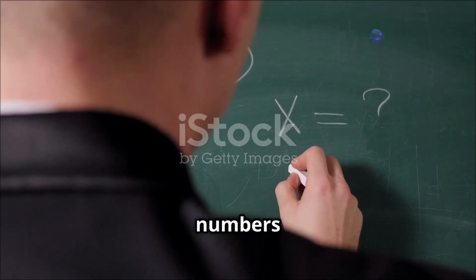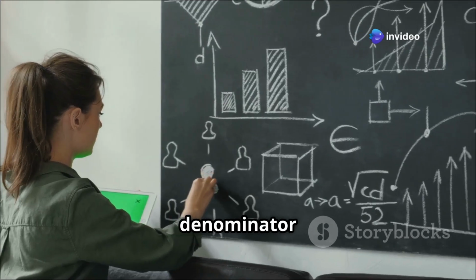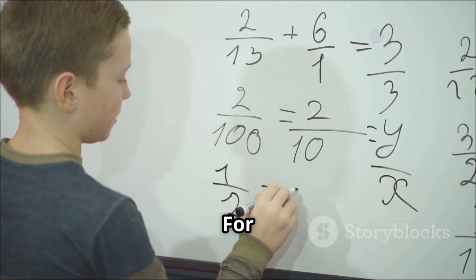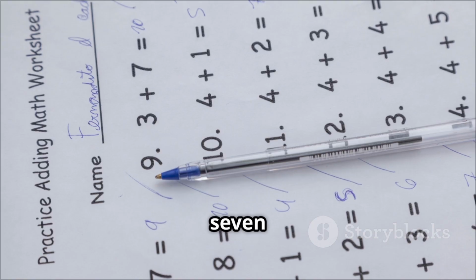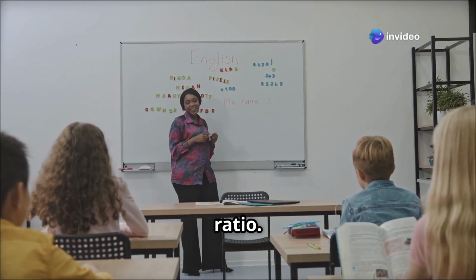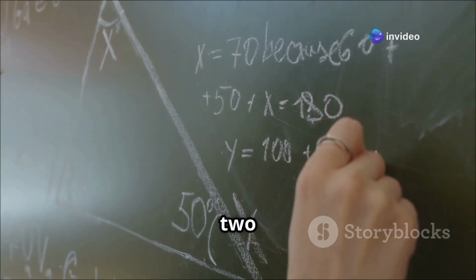Rational numbers are numbers that can be expressed as a fraction, where the numerator and denominator are both integers. The denominator cannot be 0. For example, 1/2, 3/4, -2/5, and 7 are all rational numbers. The word rational comes from ratio. Rational numbers represent a part of a whole or a ratio between two integers.